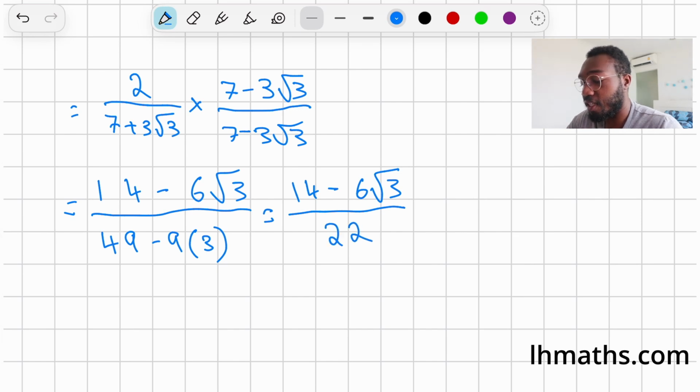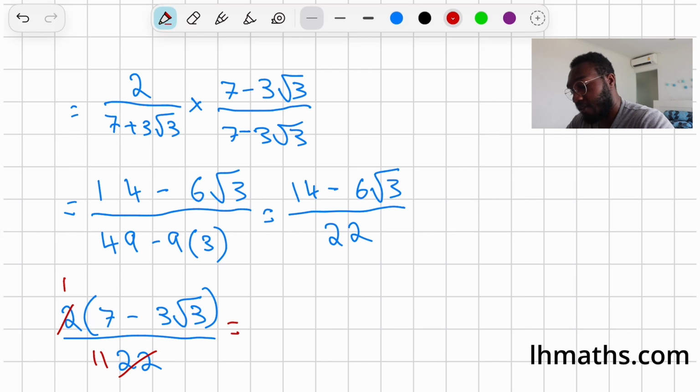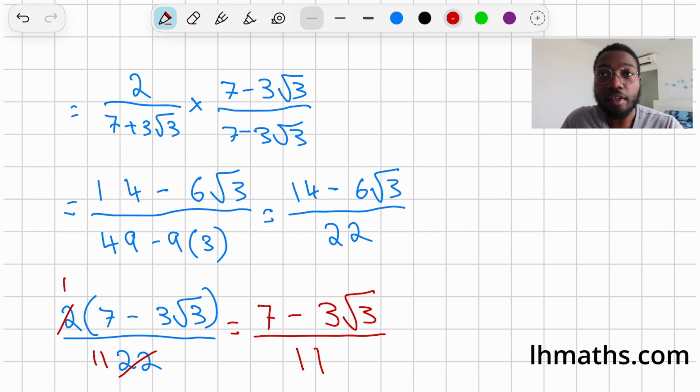Okay, so now we have 14 minus 6 root 3 over 22. We can simplify this down. All numbers go into 2. So if I do that here, we get a 2, a 7 minus a 3 root 3 divided by 22. Simplify this down. Then we get a 1 here, we get 11 here. Therefore, we are left with 7 minus 3 root 3, and that is over 11.